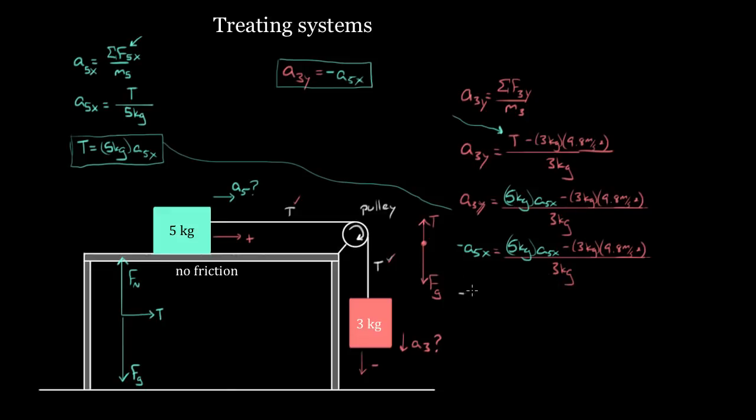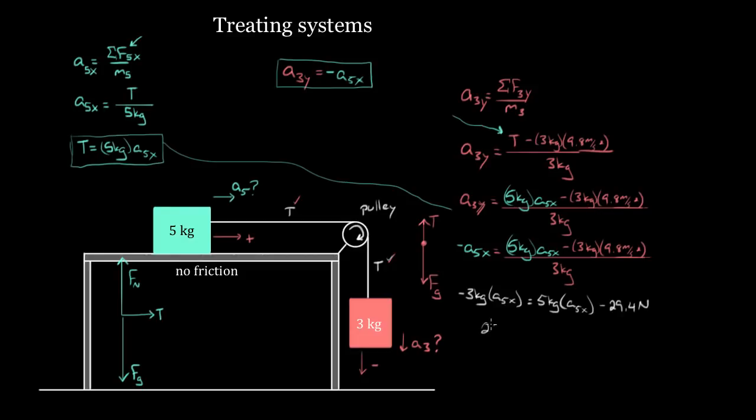So I'm going to get negative 3 kilograms times a5 in the x direction. If I multiply both sides by 3 kilograms, and then I get 5 kilograms times a5 in the x direction. And I've still got minus, all right, 3 times 9.8 is 29.4 newtons. So we'll just turn this into what it's supposed to be, 29.4 newtons. So let's combine our a terms now. Let's move this negative 3a to the right-hand side by adding it to both sides. And let's add this 29.4 to both sides.